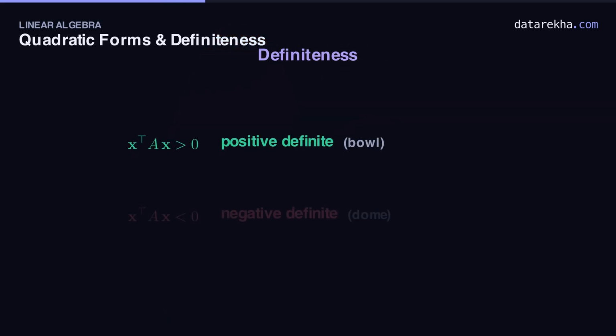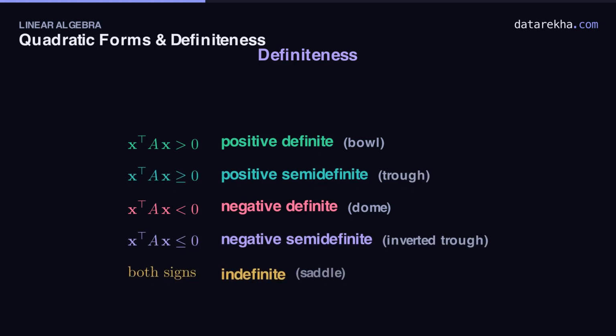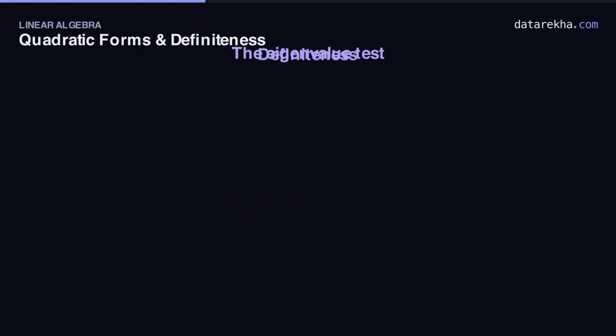Definiteness is just names for how x transpose A x behaves. Strictly above 0 everywhere is positive definite, the ball. Strictly below 0 is negative definite, the dome. Allow equality and you get the semi-definite cases, where the form may graze 0 but never crosses. And when it takes both signs, it's indefinite, the saddle, the case that trips people up.